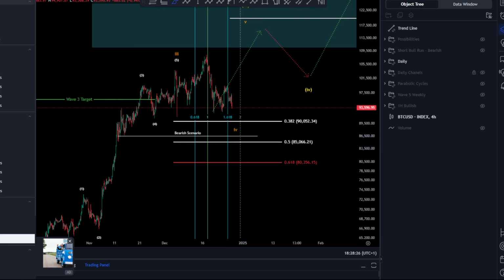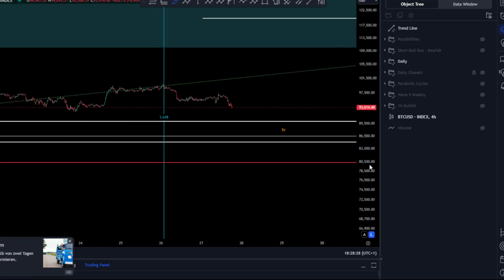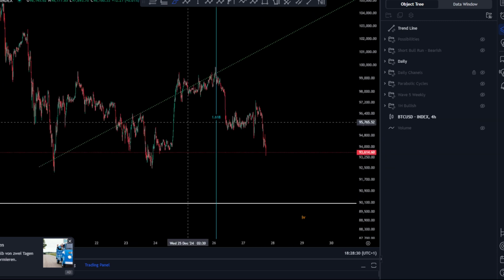So basically that's it for Bitcoin. We are still looking for lower prices, as the KGT showed us as well.